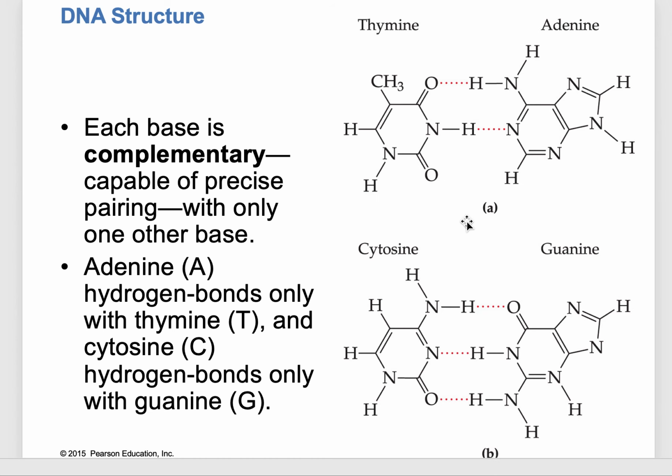Now, here is a more specific look at the hydrogen bonding between adenine and thymine. There are two hydrogen bonds, and you can see the hydrogens of the base of one strand bond to the oxygen of the base of the complementary strand.